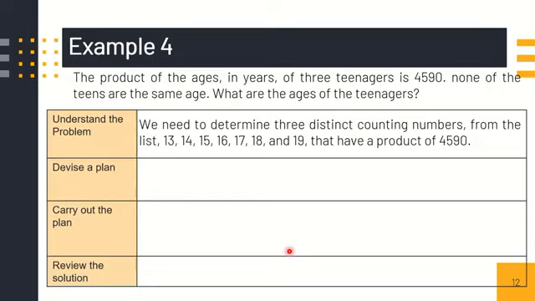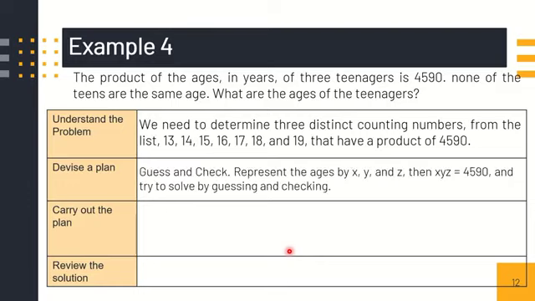So that produces a product of 4,590. So anong una nating gagawin? Pwede tayong gumamit ng guess and check, no? Mag-guess and check tayo. Since the product is 4,590, we are unable to solve this equation directly, but we notice that 4,590 ends in 0, so 4,590 has a factor of 2 and a factor of 5.